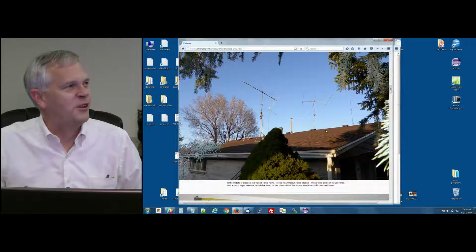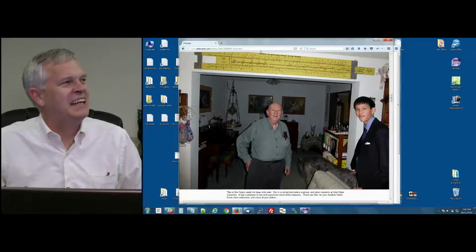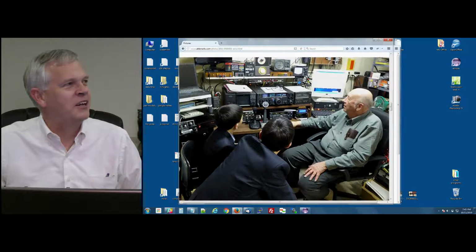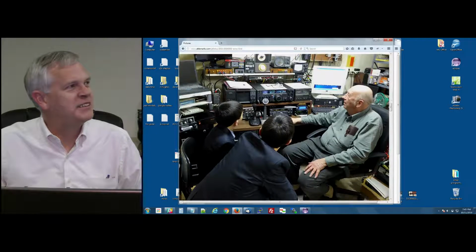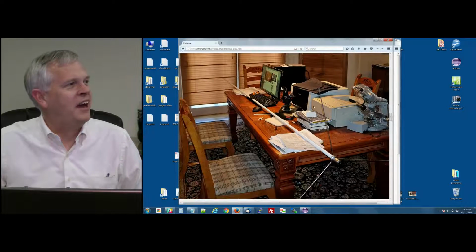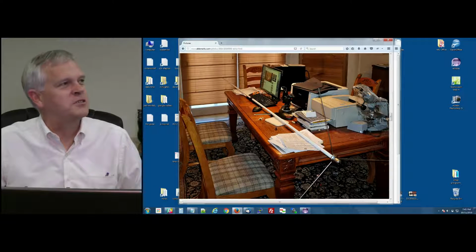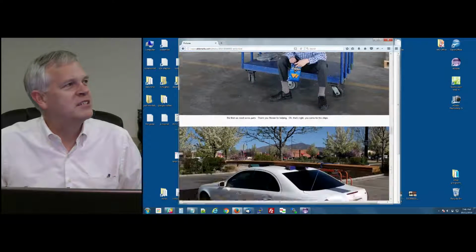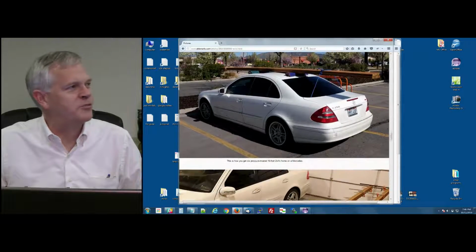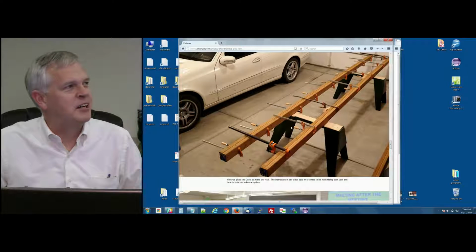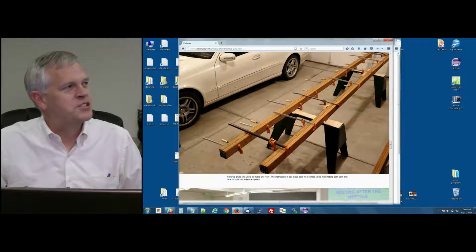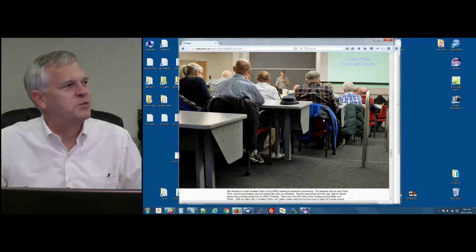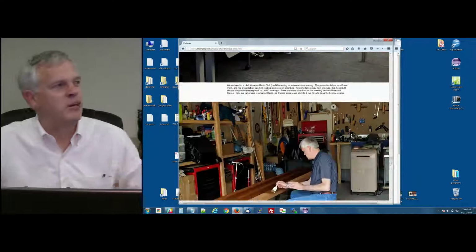This is his house with all his antennas. And he's got a slide rule. We went and visited him and looked at his station. Then we're starting to put together an antenna, one of our antennas. Stephen helped me get some of the parts from the store. These are just some structures to hold up some of the ends of the wires. This is the Ham Radio Club in Salt Lake City.